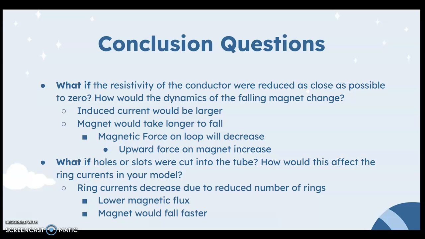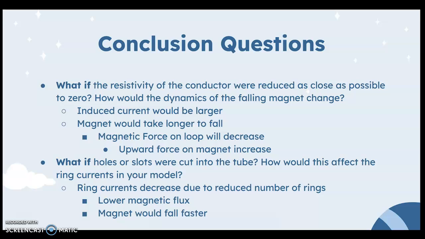So for our conclusion questions, what if the resistivity of the conductor were reduced as close as possible to 0? How would the dynamics of the falling magnet change? So if the resistivity was reduced to 0, we know that V is equal to IR, and so the induced current would be larger, or in this case, approach infinity. The magnet would take longer to fall because the magnetic force on the loop will increase, and therefore by Newton's third law the upward force on the magnet will increase.